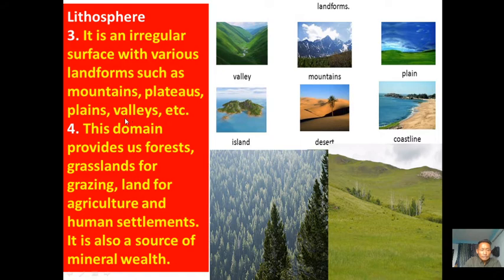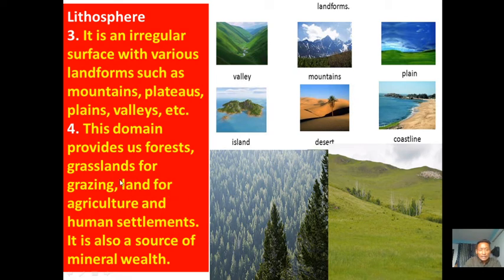Because of these different landforms, the lithosphere is irregular in shape or surface. This domain provides us forest. On the lithosphere, on the surface of the earth, we have forest. This is again a grassland.